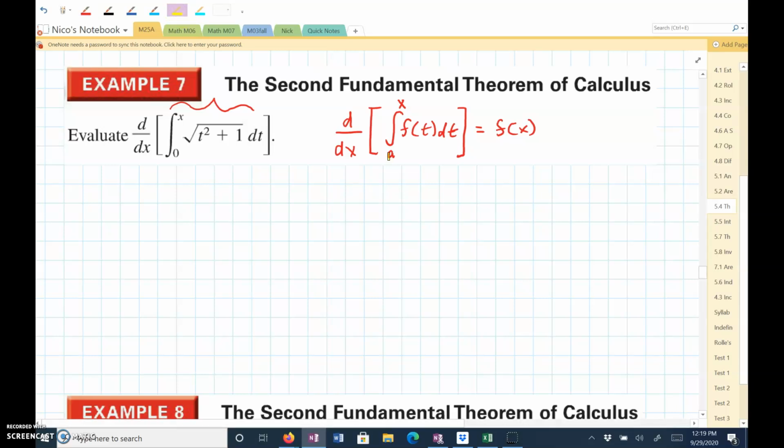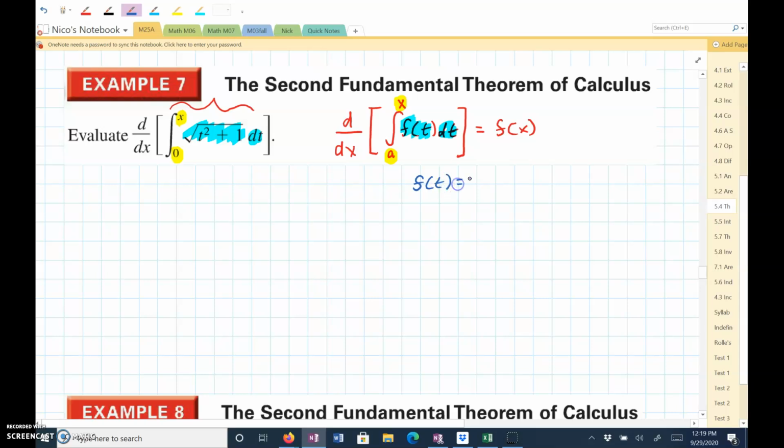So first of all, do we have the constant for the lower limit of integration? Yes. Do we have x as the function for the upper limit of integration? Yes. Do we have f of t? Yes, f of t right here. And then is it dt? And it is. So we have everything.